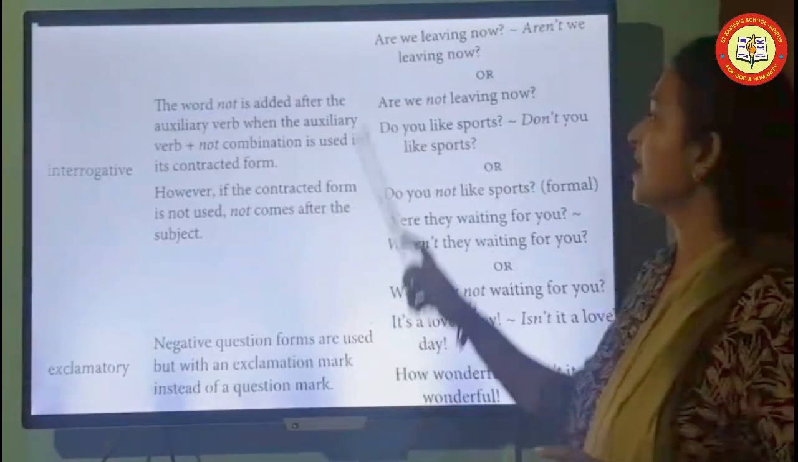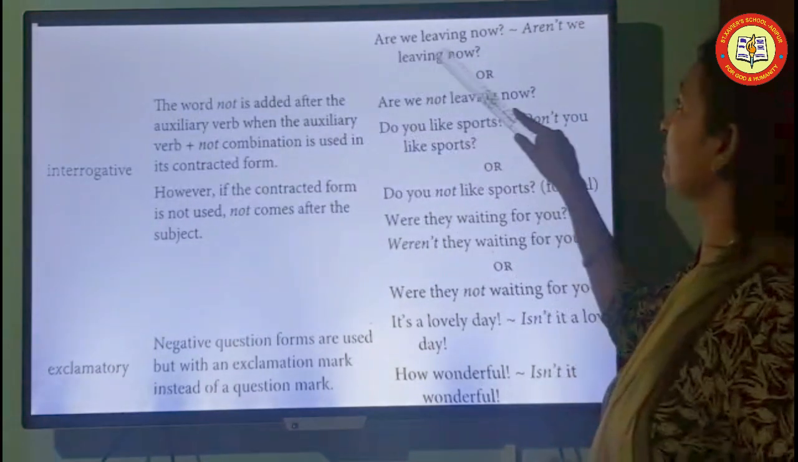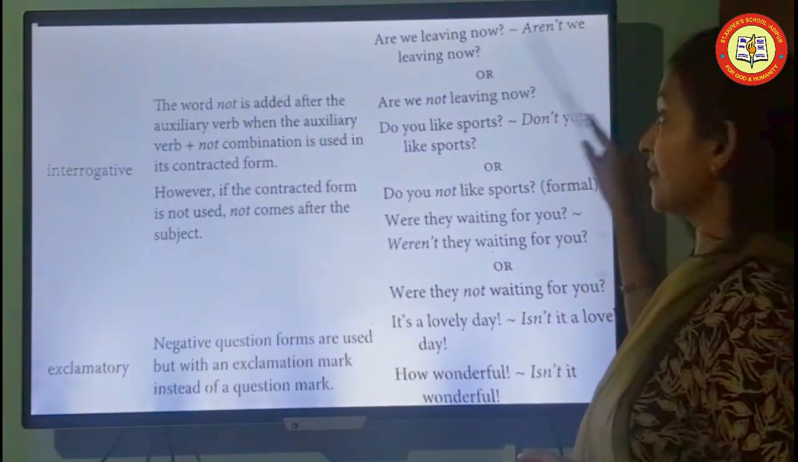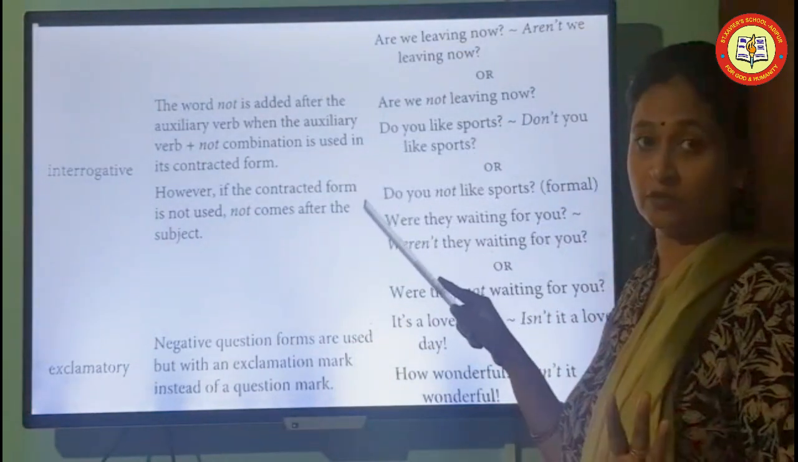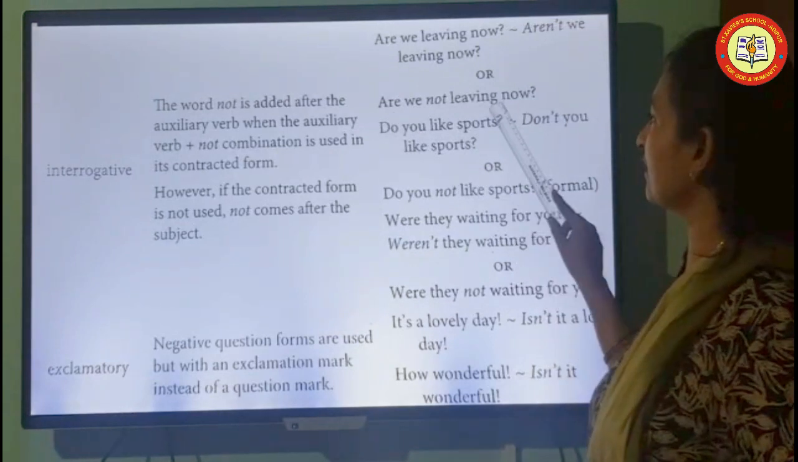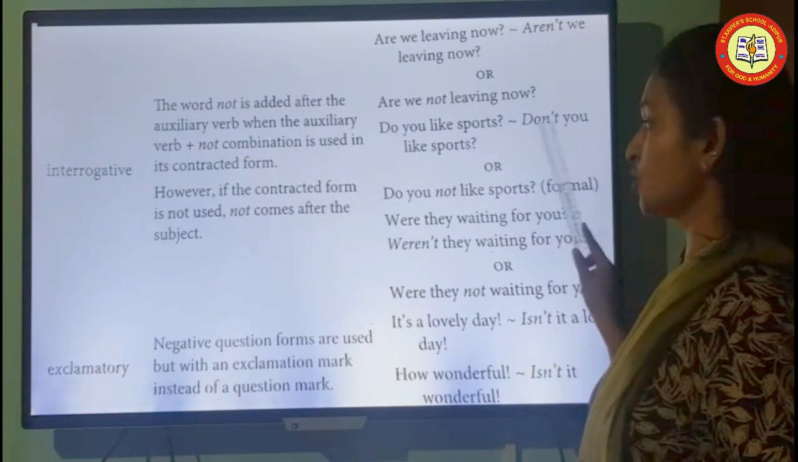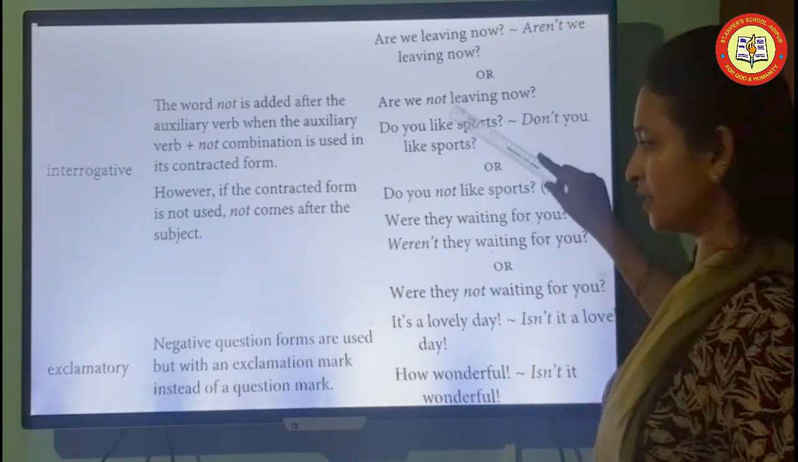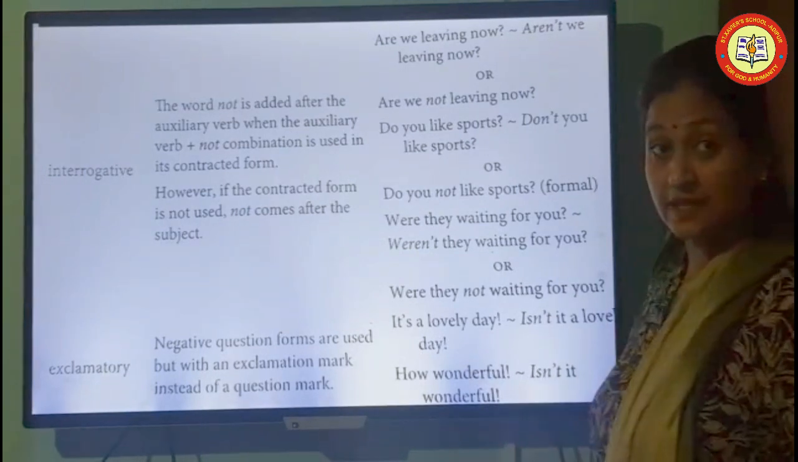Clear? Now, how to make it into interrogative? Are we living now? Aren't. After the verb, always remember, after the verb you will be using not, whether it's interrogative or any other kind. Are we not living now? Short form, full form. Do you like sports? Don't you like sports? Now here for exclamatory. It's a lovely day. Isn't it a lovely day?